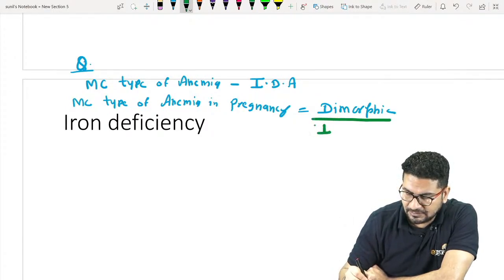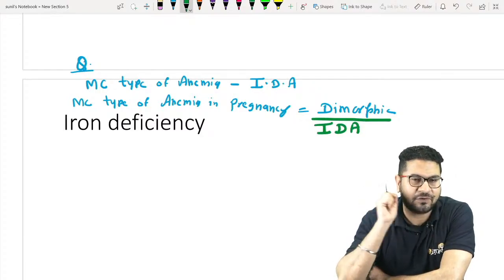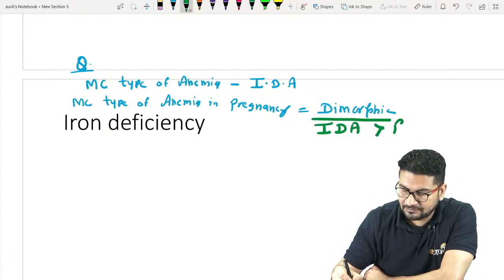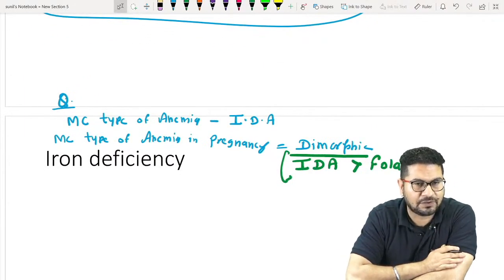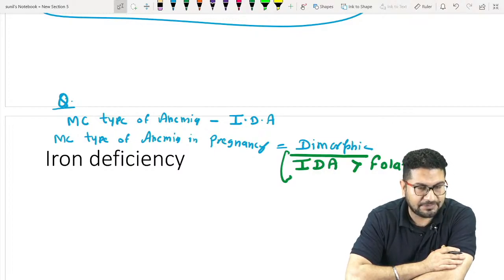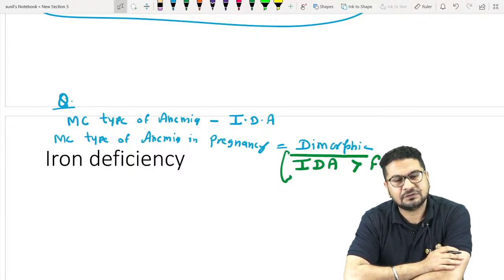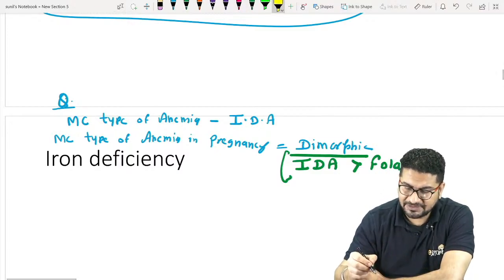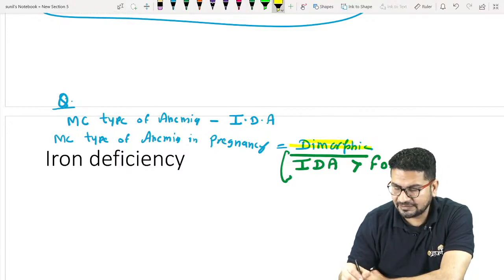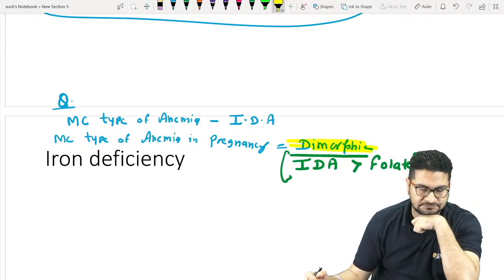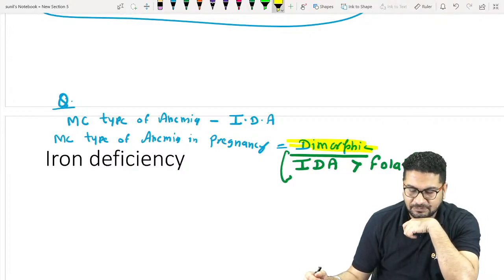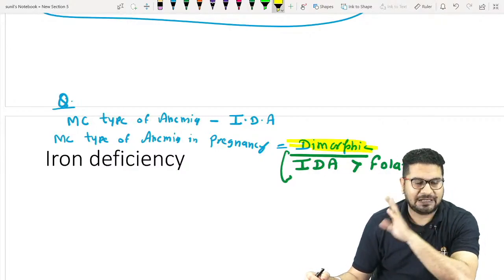But suppose I am a cunning examiner and I have given you both options, iron and folate. Remember, iron deficiency is still commoner than folate. So most common type of anemia overall is iron deficiency, and in pregnancy also iron deficiency. But if the option sometimes gives the word dimorphic, dimorphic means both iron and folate, and that is a better, more correct answer.